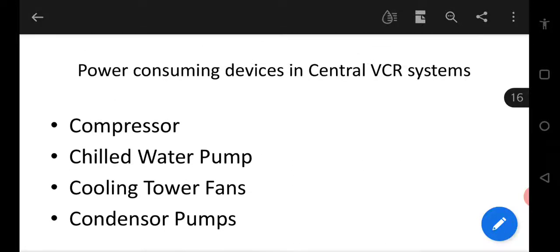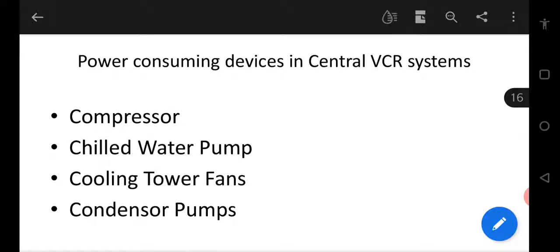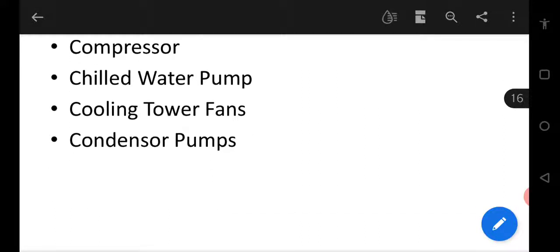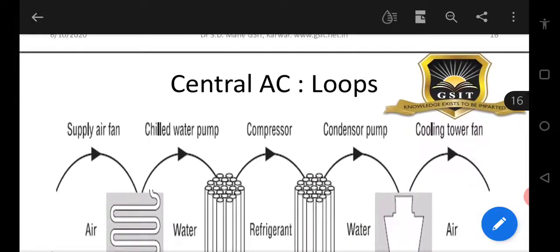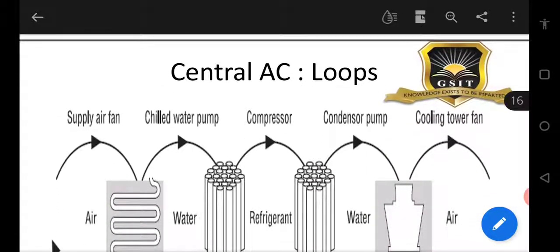Then the power consuming devices that we see in the central VCR system are the compressor, chilled water pumps, cooling tower fans and the condenser pumps. But the compressor is the major device, which consumes almost 60% of the power here.